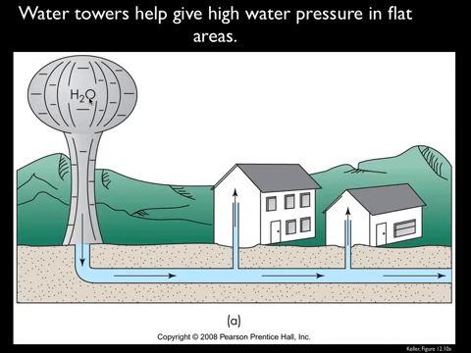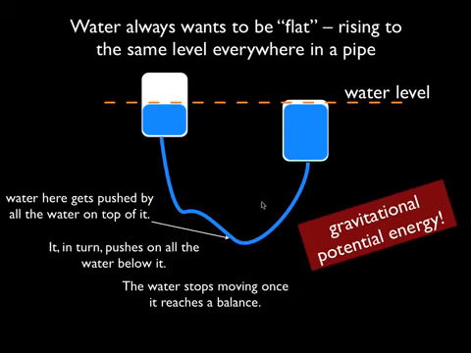Well, the purpose of water towers is to help give high water pressure in flat areas. So let's say you've got this water tank here. Well, this water is going to help give water pressure so that on the second story of this apartment building, you'll be able to take a nice strong shower. The reason this works is because of something about water and gravity and the way they interact.